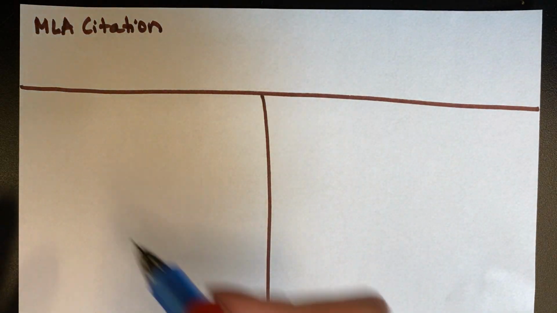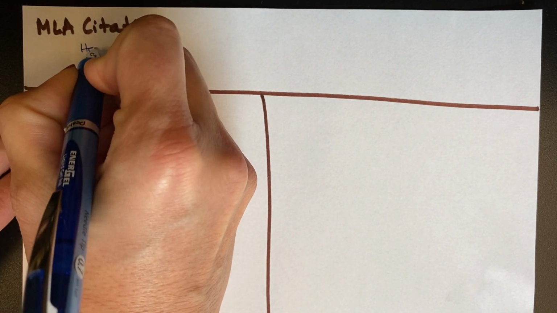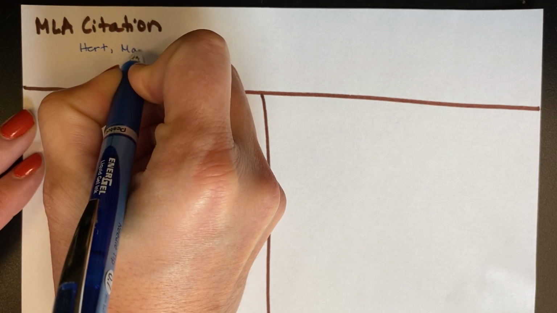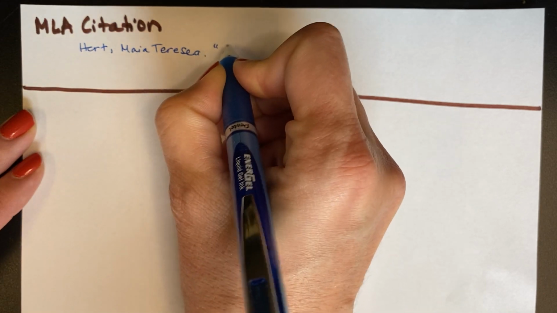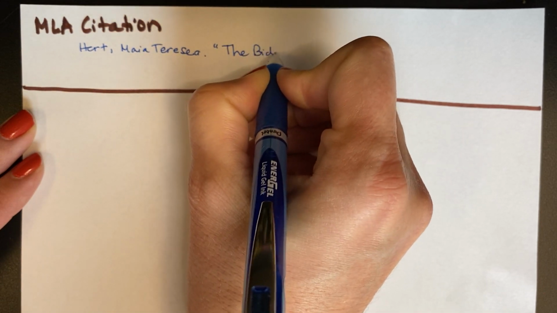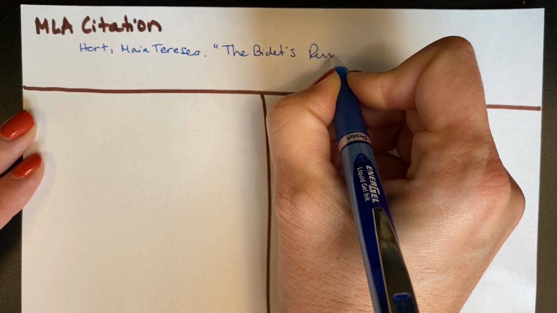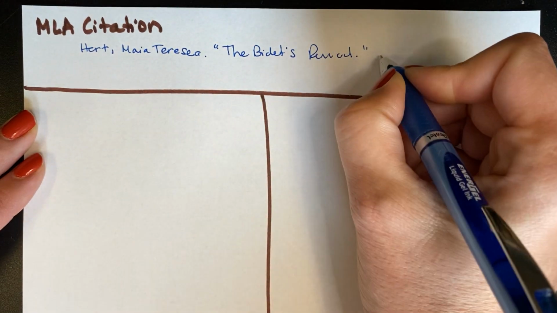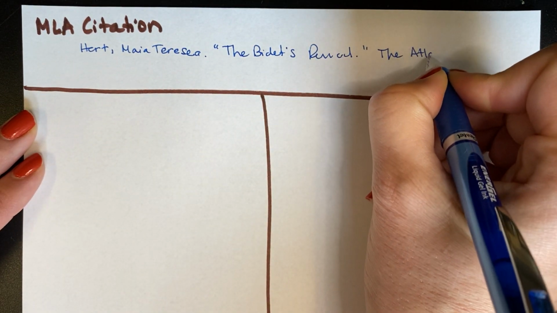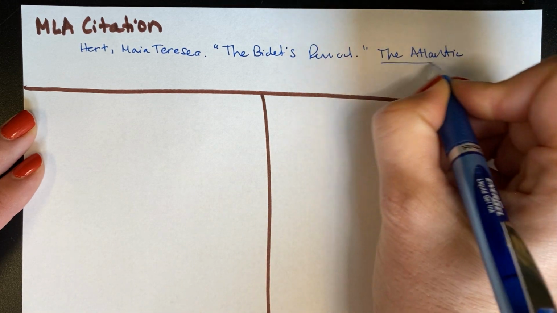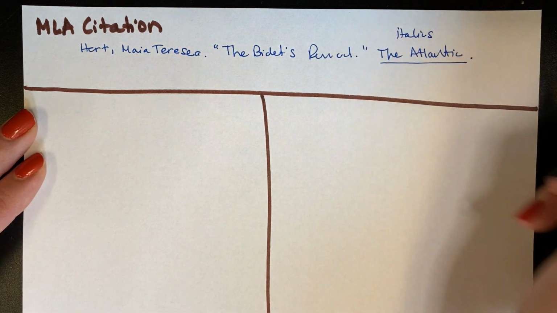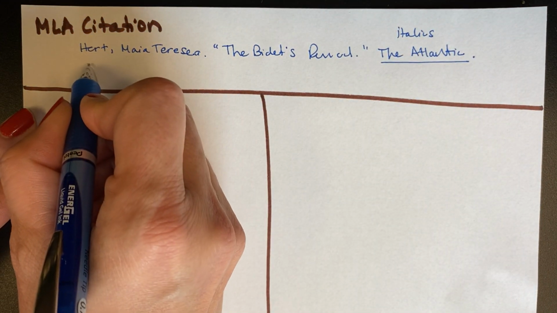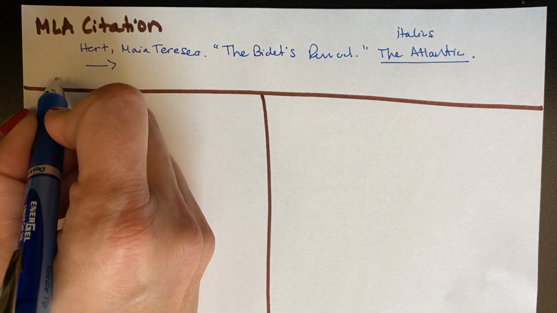So I'm going to be using the Bidet's Revival, and I'm going to be putting my information up there. First I'd have the last name, Hart, and then her first name, Maria Teresa, and then the article title, the Bidet's Revival, and then the Atlantic, which is the container. This would normally be in italics in a word processor, but because I'm handwriting, I'm going to underline it.